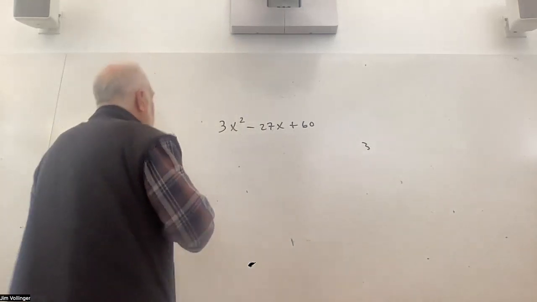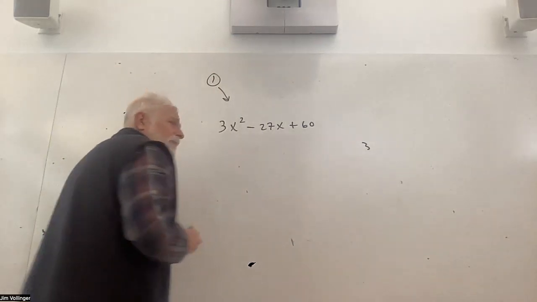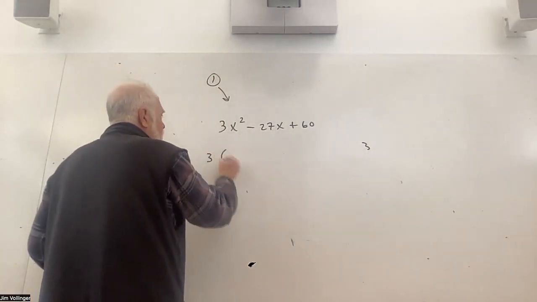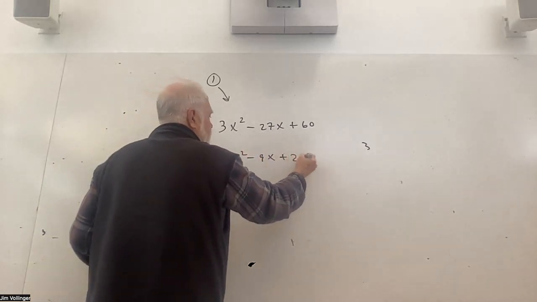All right, so the first rule of factoring. First rule, always look at it and go, take out what's common. All right, so what's common in this case? 3. X squared minus 9x plus what, 20?